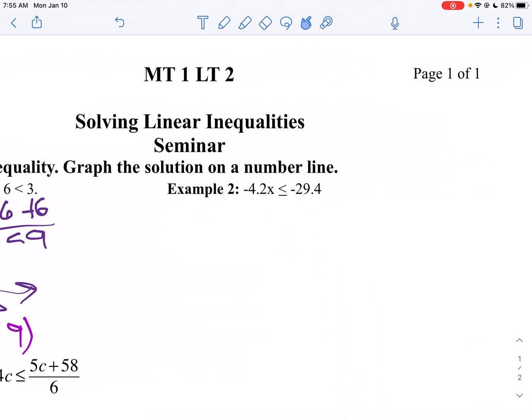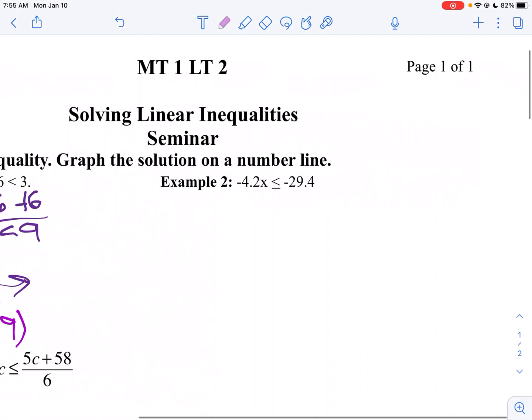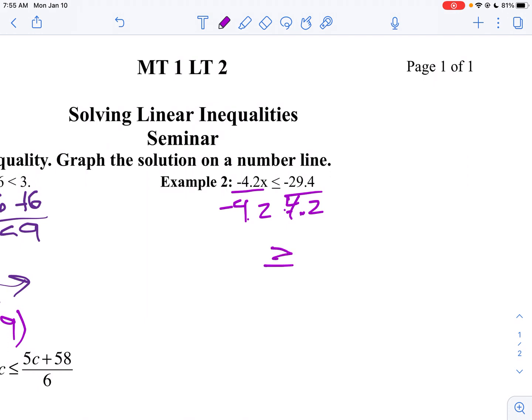I'm going to divide both sides by negative 4.2. Now remember, when you divide by a negative, don't forget to flip the inequality. That's probably the biggest thing. If you don't do this on the test, you lose all the points because that's kind of important. So greater than or equal to.